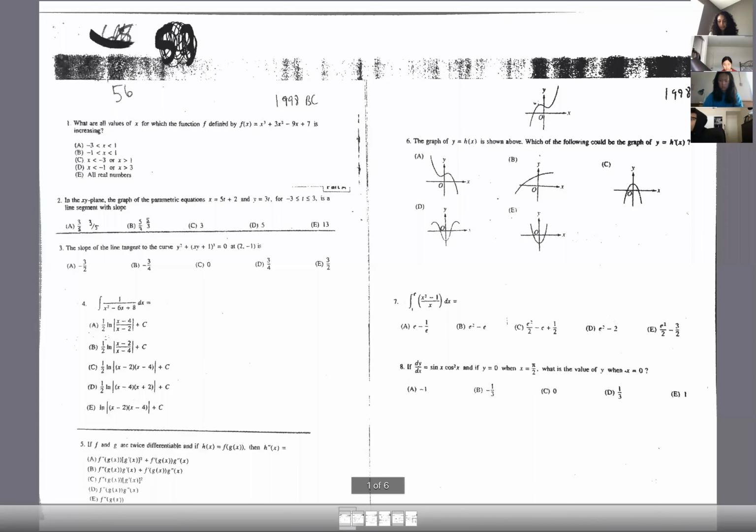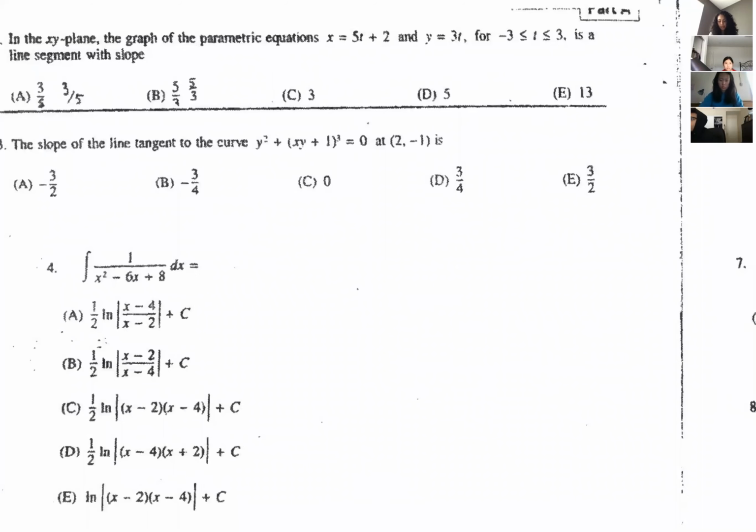Okay, so 1998 test, we're going to start with number 3. So it says the slope of the tangent line. So I'm going to have to do implicit differentiation here.